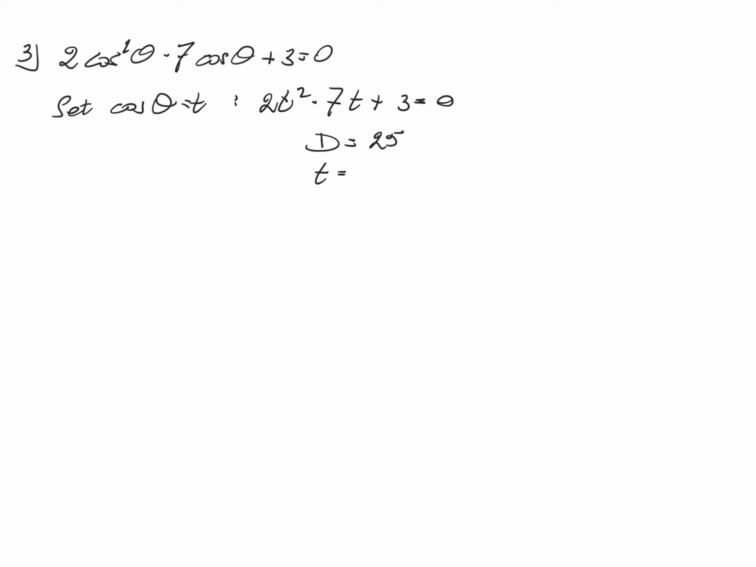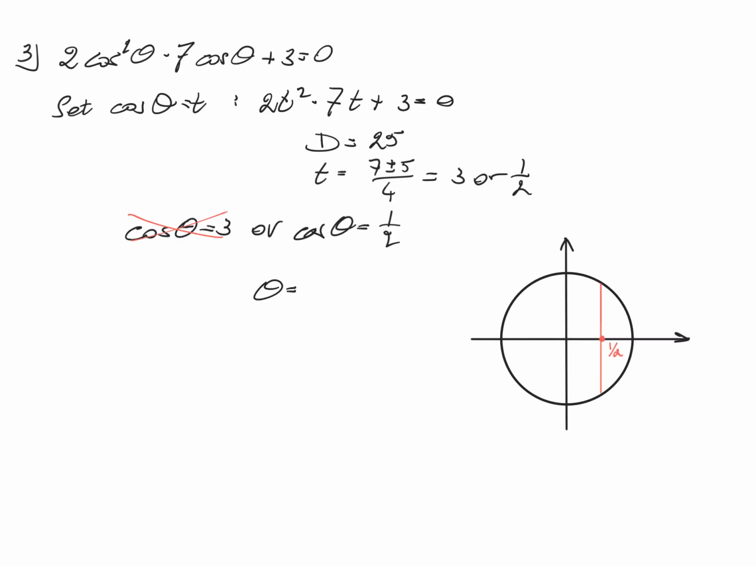So t will be 7 plus or minus 5 divided by 4, which is 3 or 1/2. Hence, cosine of theta is equal to 3, or cosine of theta is equal to 1/2. Of course, cosine theta equal to 3 is impossible because a cosine is always limited between minus 1 and 1. And cosine theta equal to 1/2 means that theta is either pi over 3 plus 2k pi, or theta is minus pi over 3 plus 2k pi.